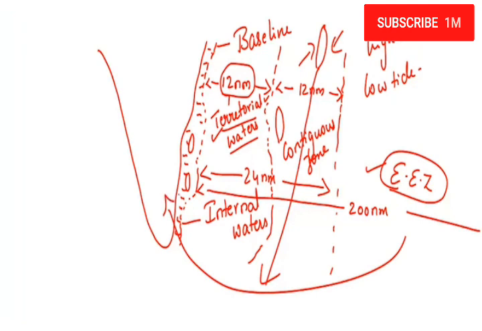So we say baseline is an imaginary line between high tide and low tide. Water whichever is present inside the baseline is called as internal waters. Waters which are present within 12 nautical miles is called as territorial waters. 24 nautical miles is called as contiguous zone. 200 nautical miles is called as exclusive economic zone.